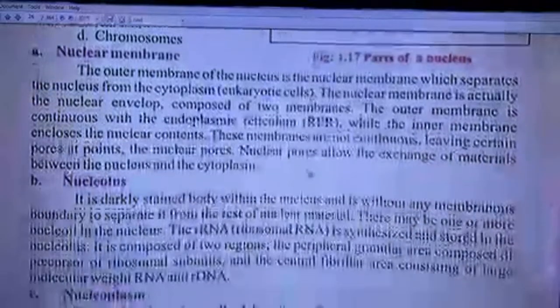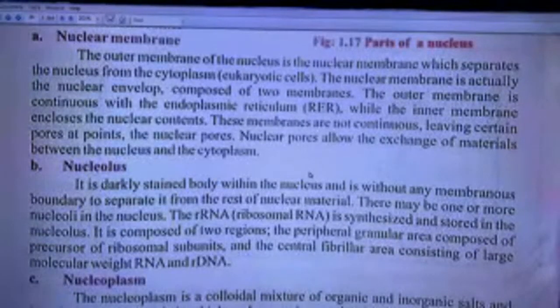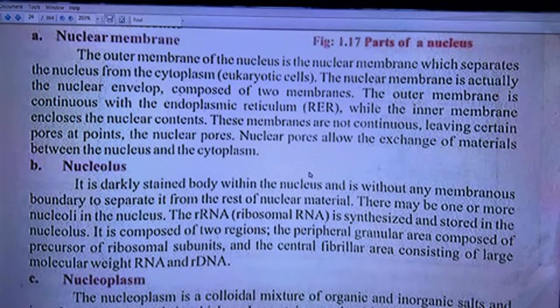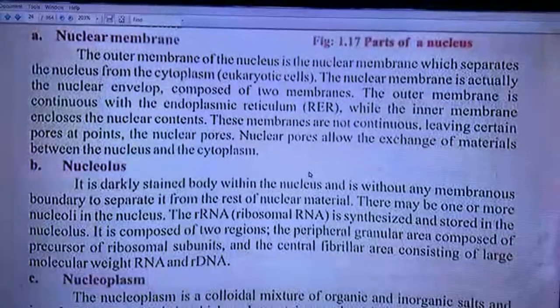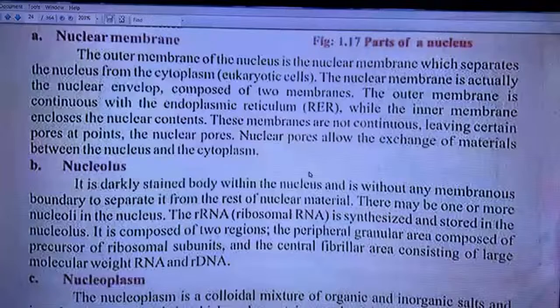Nuclear membrane. The outer membrane of the nucleus is the nuclear membrane which separates the nucleus from the cytoplasm. The nuclear membrane is actually the nuclear envelope composed of two membranes. The outer membrane is continuous with the endoplasmic reticulum, while the inner membrane encloses the nuclear contents. These membranes are not continuous, having subtle pores at points. The nuclear pores allow the exchange of materials between the nucleus and the cytoplasm.